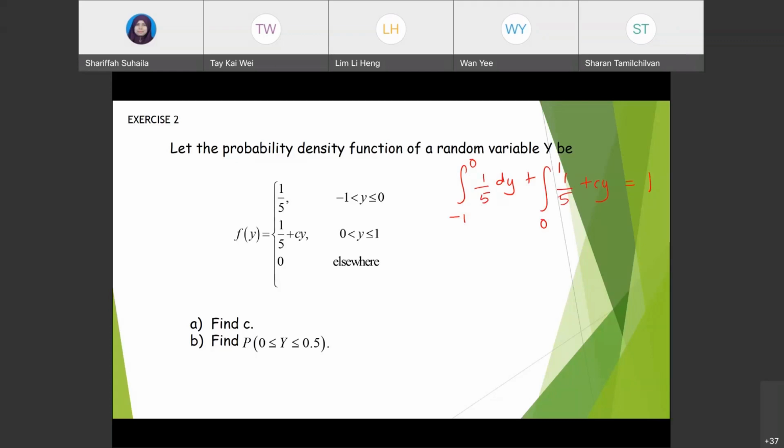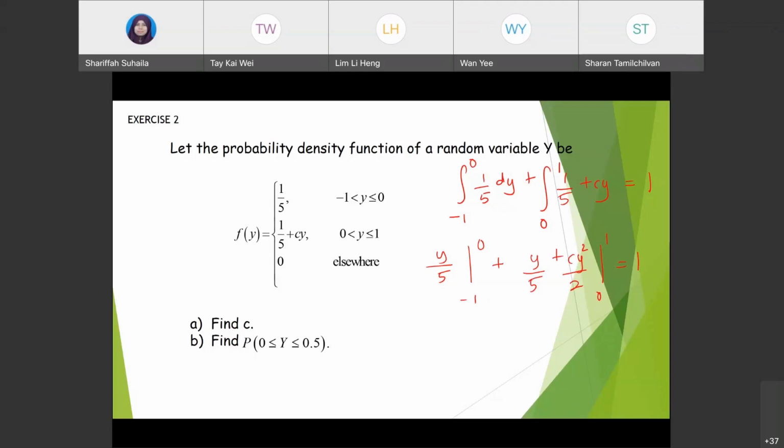Okay, so again, we will have y over 5. If you don't remember integration, then recall the calculus for this one. Again, you will have y over 5 plus cy squared over 2. So y over 5 from minus 1 up to 0, and y over 5 plus cy squared over 2 from 0 up to 1, set equal to 1.